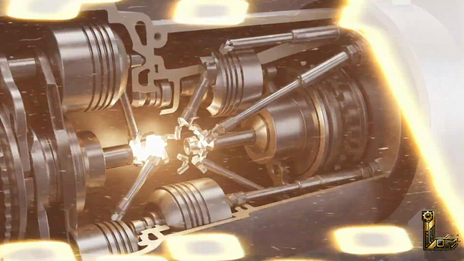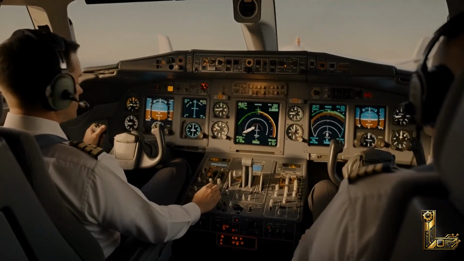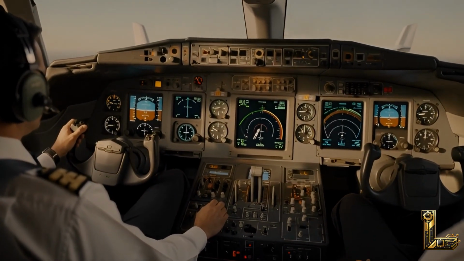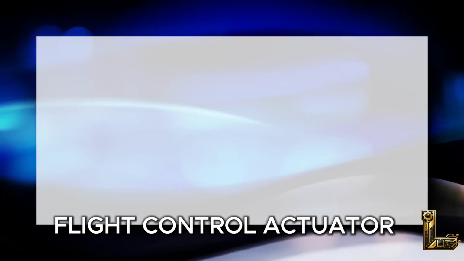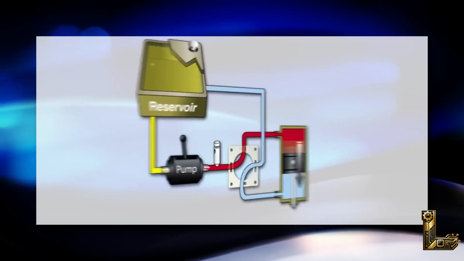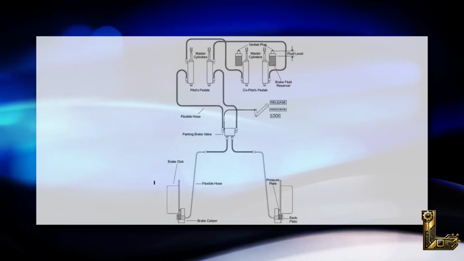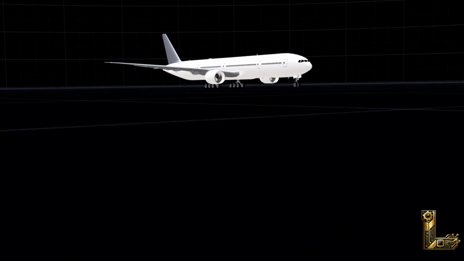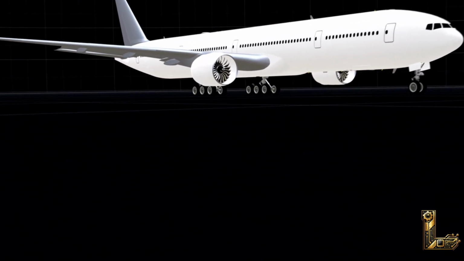Each of these components is crucial, but one part is even more critical than the rest. That part is the Flight Control Actuator, also known as the Servo actuator. This tiny device converts the pilot's stick inputs into actual movement of the plane's control surfaces. Without it, even the most experienced pilot cannot maneuver the aircraft.